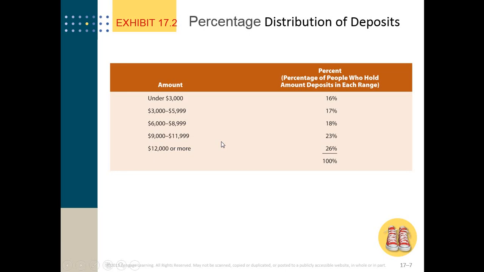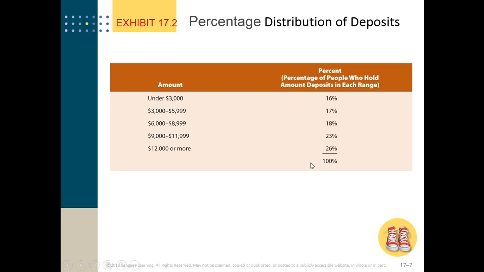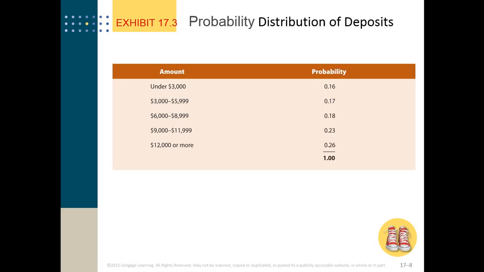And this is percentage distribution, very similar to frequency distribution, just instead of numbers, here we show percentages. For example, 16% of people answered that they have a deposit under $3,000. 17% of people answered that they have a deposit between $3,000 and $5,999. So basically, compared to the last table, each category was divided by the total number of observations, and we express it in percentage form. So this is percentage distribution.